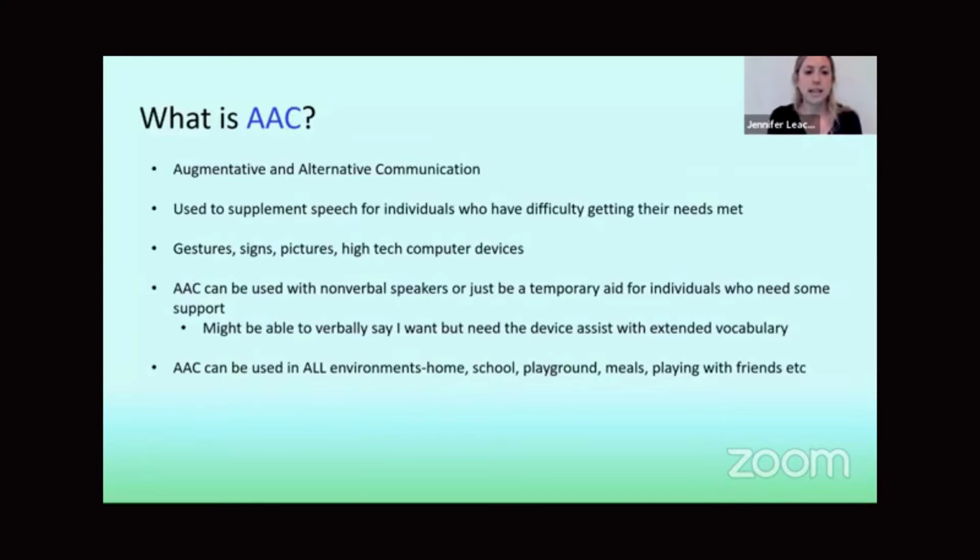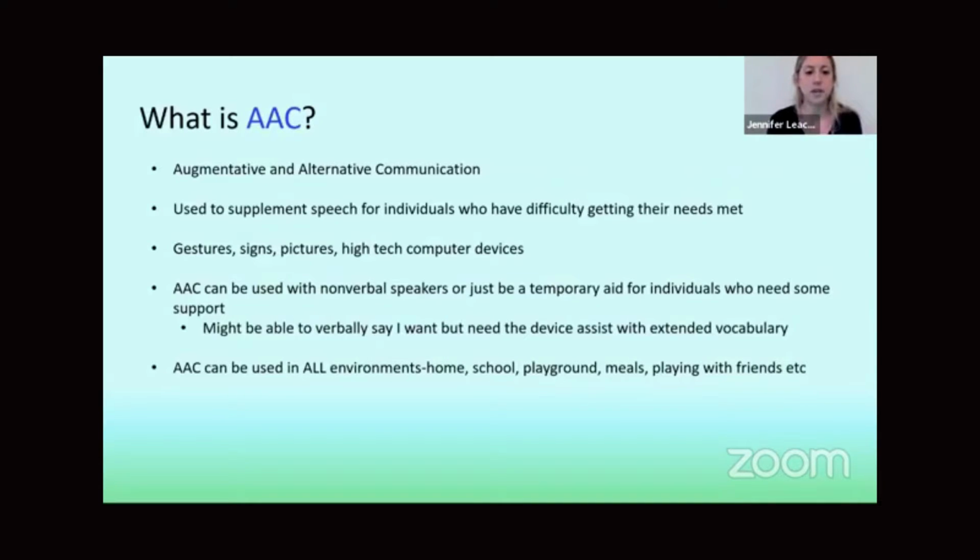So what is AAC? AAC stands for Augmentative and Alternative Communication, and it's used to supplement speech for individuals who have difficulty getting their needs met. And it can be gestures, so pointing, it could be signs, so using those basic signs, the I want, the more, the all done. It could be picture cards, or it could be high-tech computer devices that are speech generated, so they actually talk for you. So at the end, if we have time, I do have some examples with me to show you.